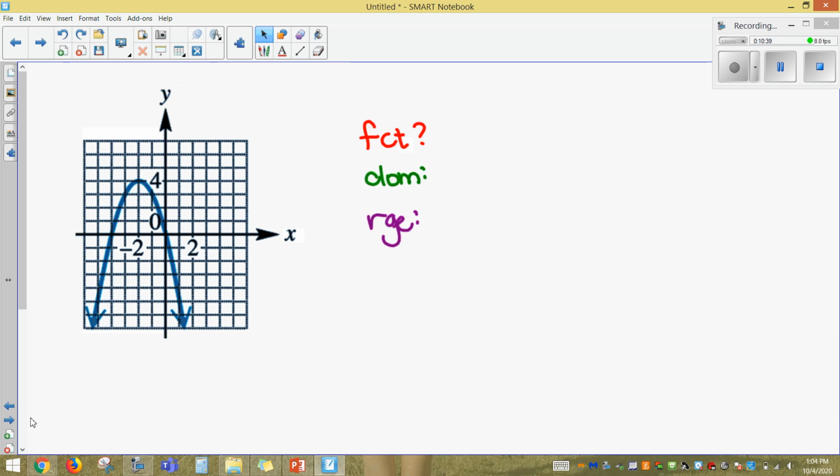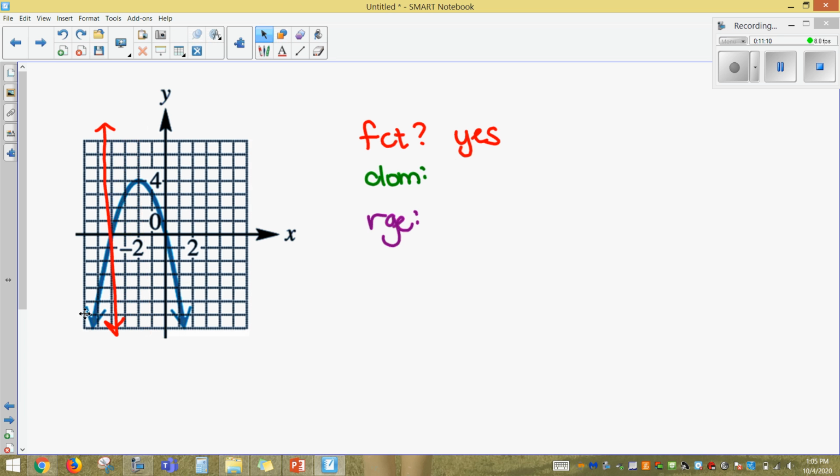Go ahead and do the same thing on this one. Pause the video. When you're ready, turn it back on for the answers. On this example, no matter where I draw my vertical line, it's always only going to intersect at most one time. Okay, so yes, it's a function.